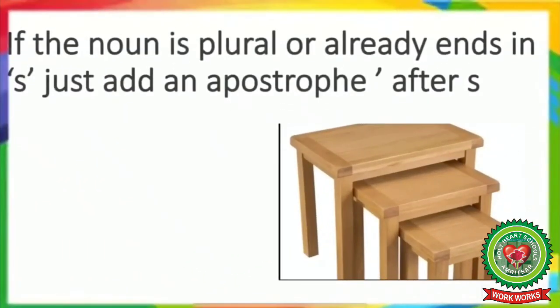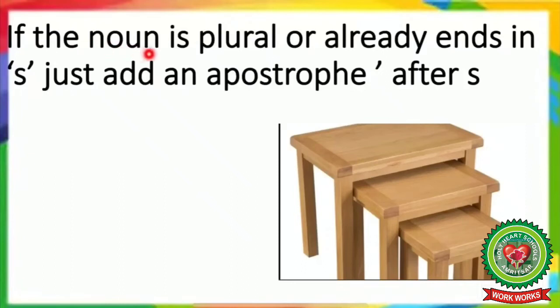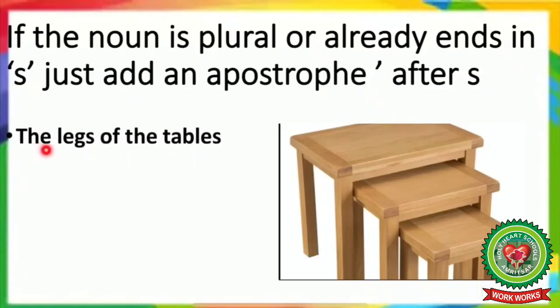Look at the next rule. If the noun is plural or already ends in s, just add an apostrophe sign after s. Look at the example: the legs of the tables. Here students, we are talking about legs of many tables. So it can be written in this way: the tables' legs. Here students, tables is plural, so that's why we have added only an apostrophe sign with tables.